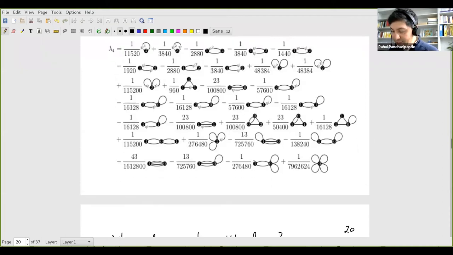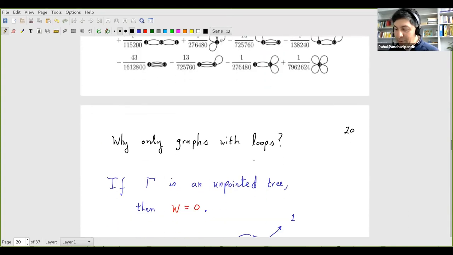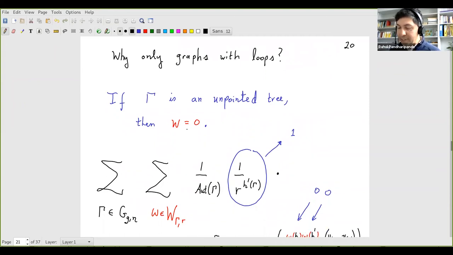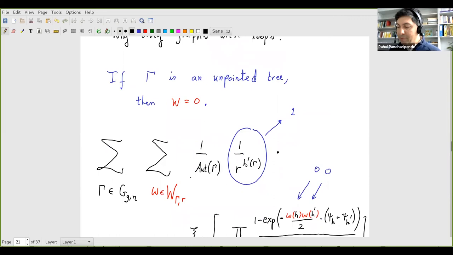And why that is, is very simple. Why only graphs with loops? Because if this is an unpointed tree, if in this sum I have a tree with no points, then remember, in our case A here is the empty set, so there are no a_i's. So the only solution is that the weight function is just flat out zero on all the edges. This was observed before: in the tree case, there is a unique weight function. And if we have no marked points, that unique weight function is zero.